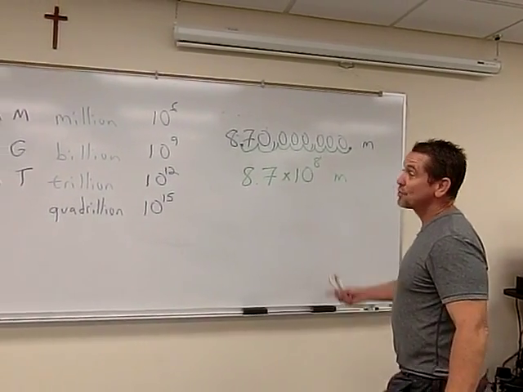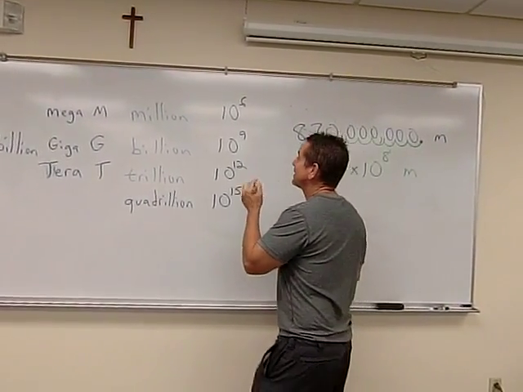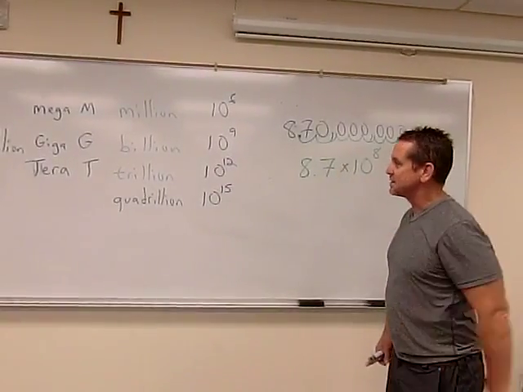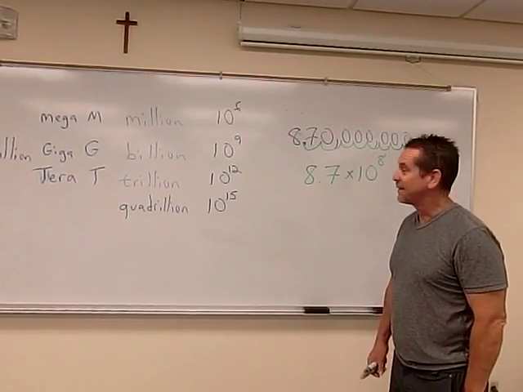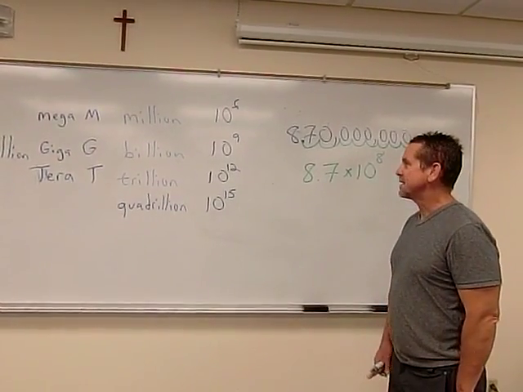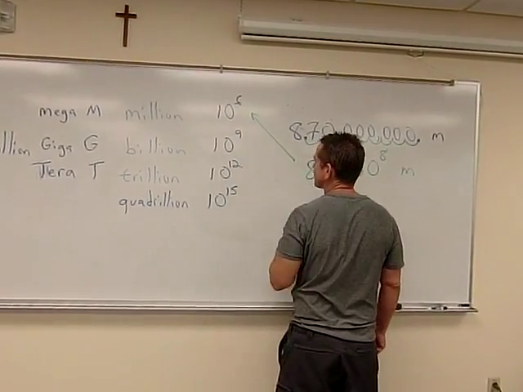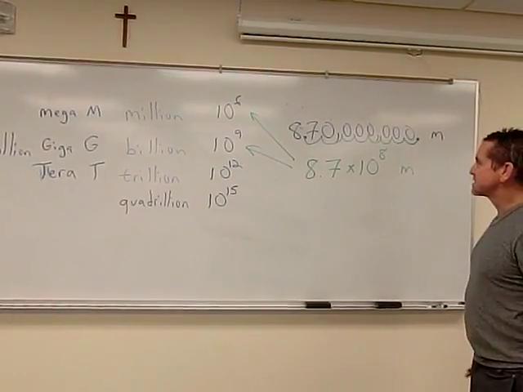So you look over here, and there is no 10 to the 8th guy. In the metric system, we tend to have names for every third power of 10. So we don't have a 10 to the 8th. So we got two choices. We got 10 to the 6th and 10 to the 9th. I'm going to go with the 10 to the 6th.